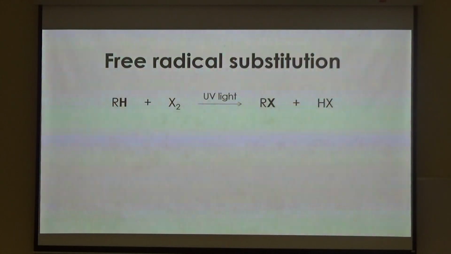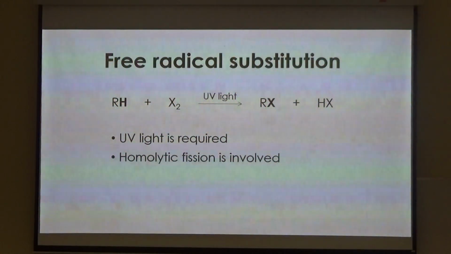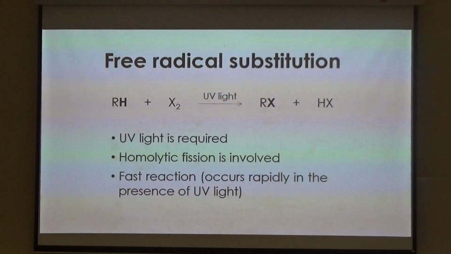Free radical substitution involves alkanes reacting with a halogen in the presence of UV light. You will get an alkyl halide, RX, plus HX. The conditions needed are that UV light is required, and homolytic fission is involved, whereby the bond will break and each party will get back its own electron. It is a fast reaction which occurs rapidly in the presence of UV light. So I need the UV light in order for this reaction to occur.